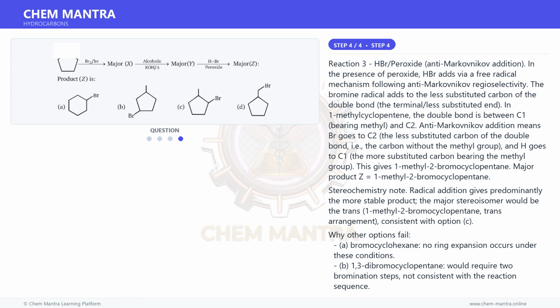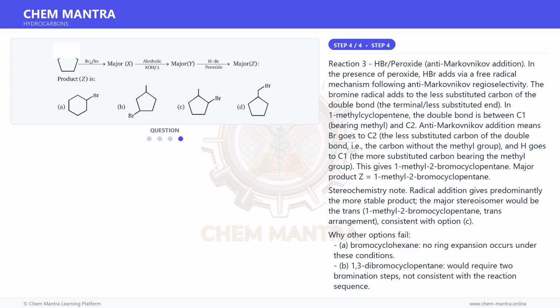The major stereoisomer would be the trans-1-methyl-2-bromocyclopentane, trans arrangement, consistent with option C. Why do the other options fail? A, bromocyclohexane: no ring expansion occurs under these conditions.